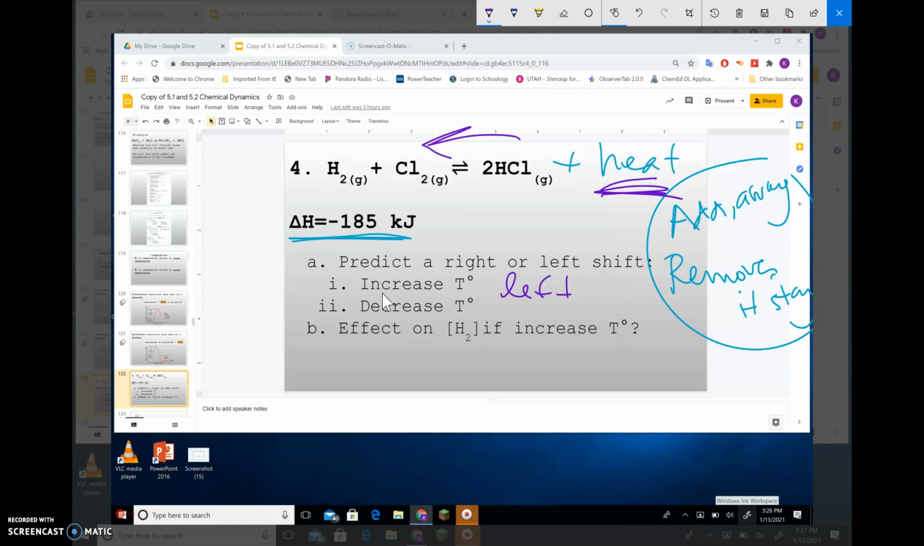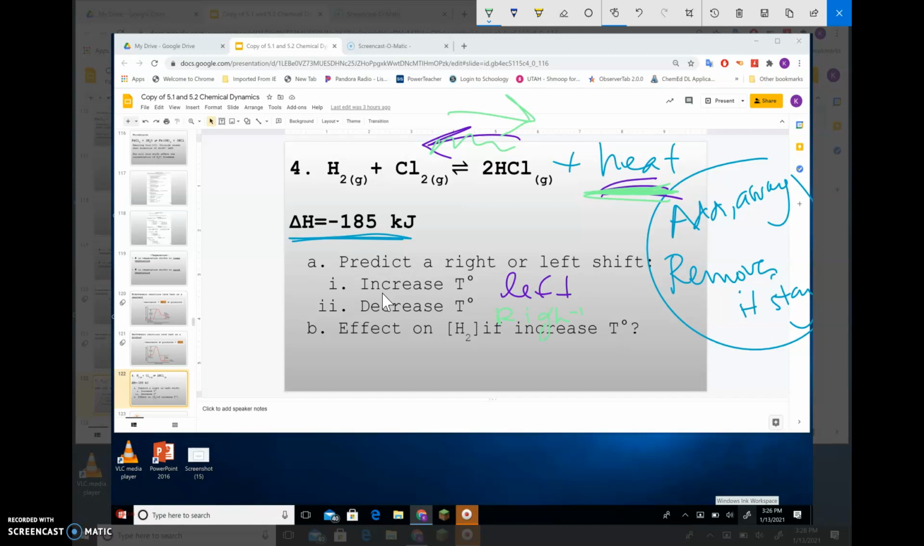Okay, the next one says we're going to decrease temperature. So again, here's your heat. If we decrease, that means the same thing as removing it. It's going to stay on this side. So now it's going to stay on the right side. So this is going to be right. It's going to shift to the right.